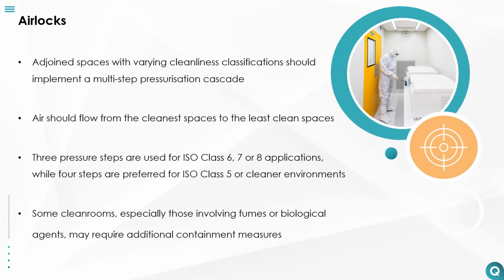To prevent contamination between areas of varying cleanliness, airlocks use a multi-step pressurization cascade. This ensures air flows from cleaner to less clean spaces, reducing the risk of contaminants moving into controlled environments. For ISO class 6, 7 or 8, 3 pressure steps are typical. For ISO class 5 or cleaner, 4 pressure steps are preferred. Specialized environments may require additional measures such as enhanced air filtration, negative pressure systems or robust containment barriers to manage fumes or biological agents.